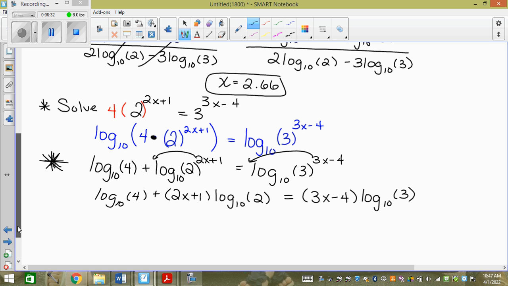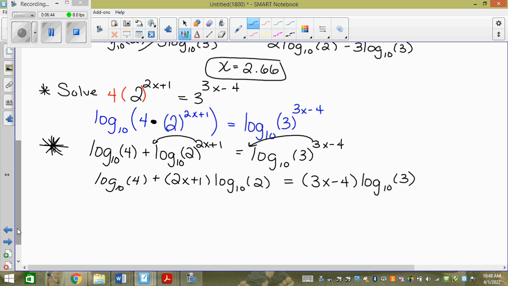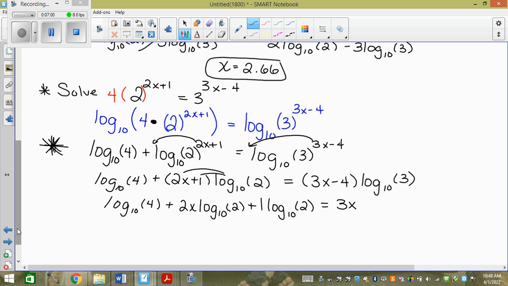You just end up with an extra log along for the ride. What was our next step after we did that? Distribute. So there's literally one extra step. That's it. You see it? Step 2. You can get step 2 right, you can get the rest of the question right. That's, of course, if you can do the previous question. So we get log base 10 of 4 plus 2x log base 10 of 2 plus 1 log base 10 of 2 equals 3x log base 10 of 3 minus 4 log base 10 of 3.